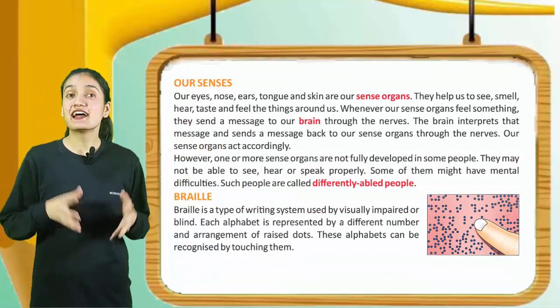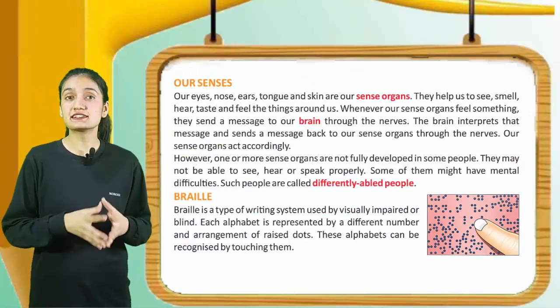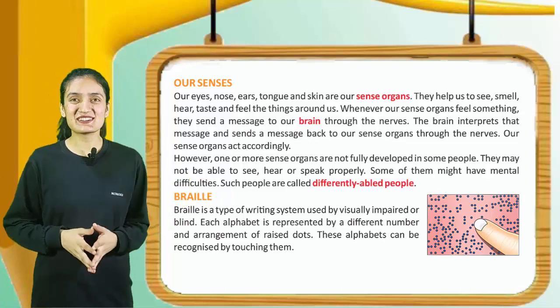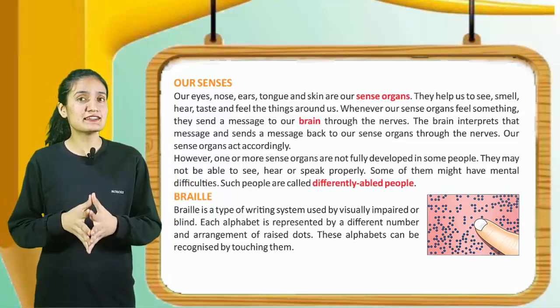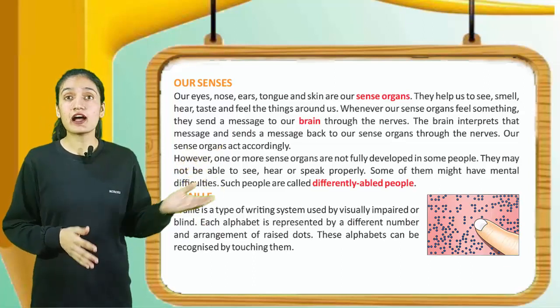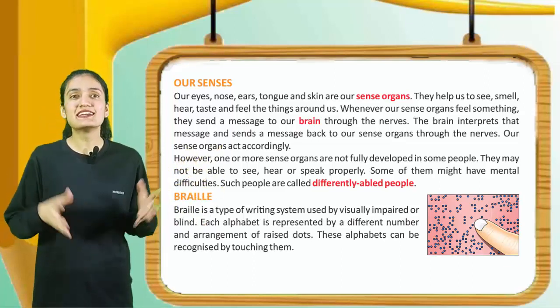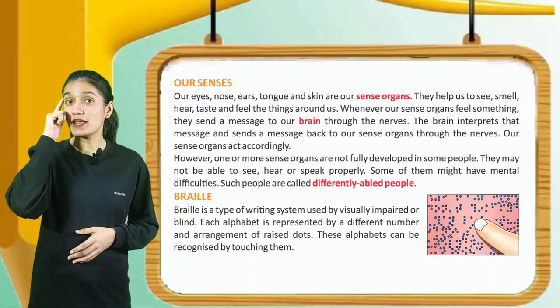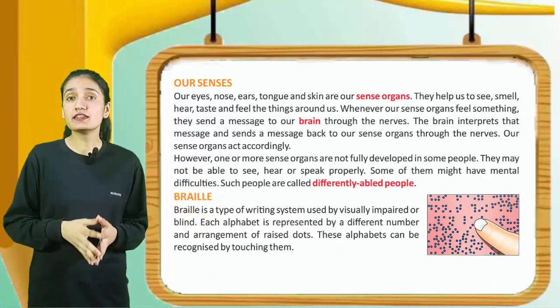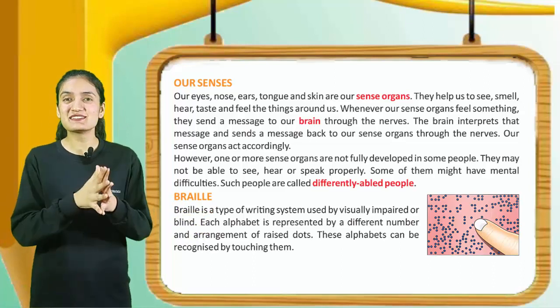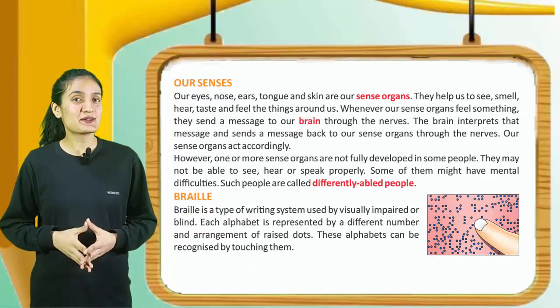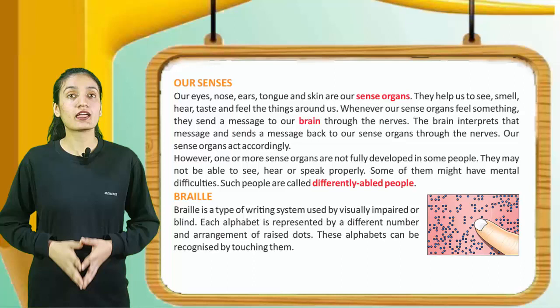Our senses. Our eyes, nose, ears, tongue and skin are our sense organs. They help us to see, smell, hear, taste and feel the things around us. Whenever our sense organs feel something, they send a message to our brain through the nerves. The brain interprets the message and sends a message back to our sense organs through the nerves. Our sense organs act accordingly.